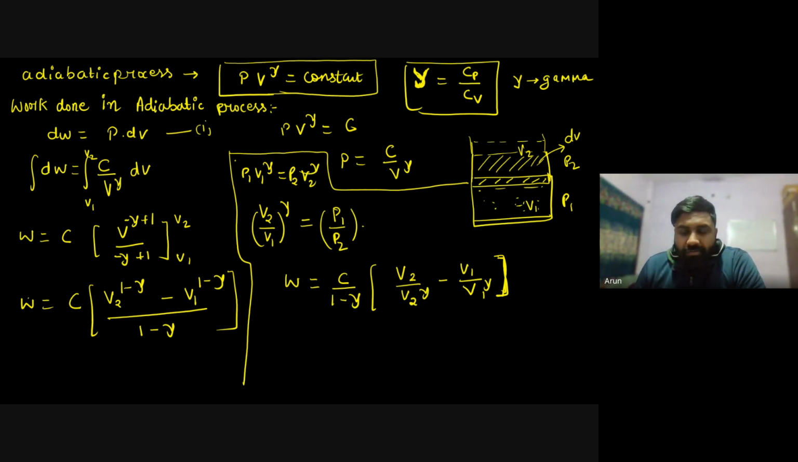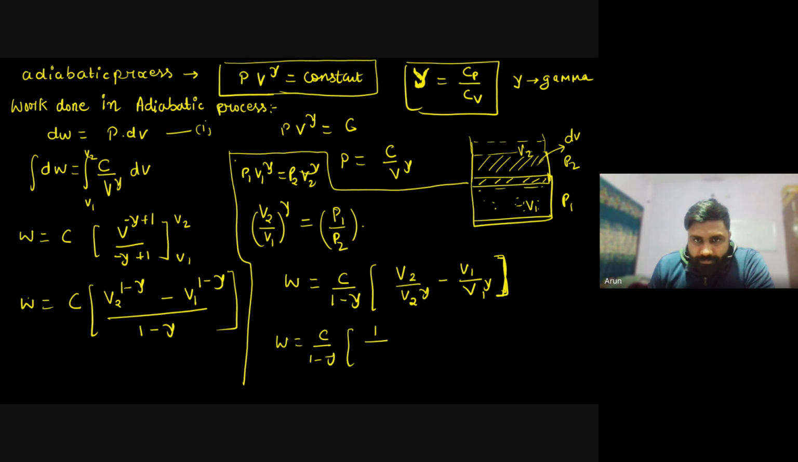So have you noted down up to this point? Here the work done will become C upon 1 minus gamma. This you can take also in the bottom side, so it will become V2 raised to the power gamma minus 1 minus 1 upon V1 raised to the power gamma minus 1. Okay. Do I remove this side? This side I am removing.